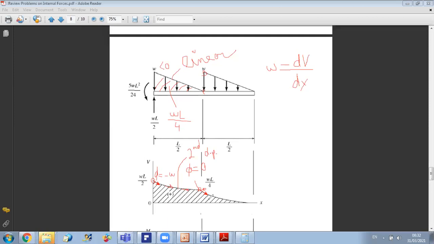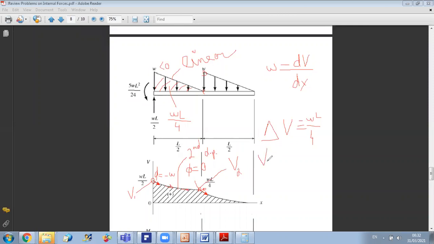So V should go down a value of omega L over 4. So I will say that delta V is equal to omega L over 4. If I consider that this is point, let's say this is V1, then V2 at this point will be in a way that V2 minus V1 is delta V. Also, I should put a negative sign because it's dropping.